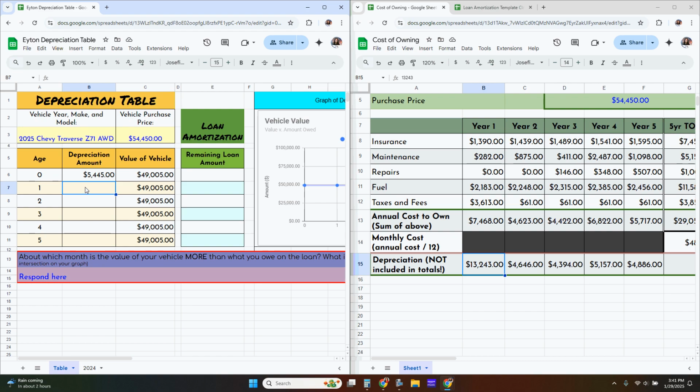So at the end of year 1, the vehicle has lost $13,243. At the end of year 2, the vehicle has lost $46,046 or $4,646. So we're going to just move this information over from our cost of owning spreadsheet. So again, I should have all of those in.